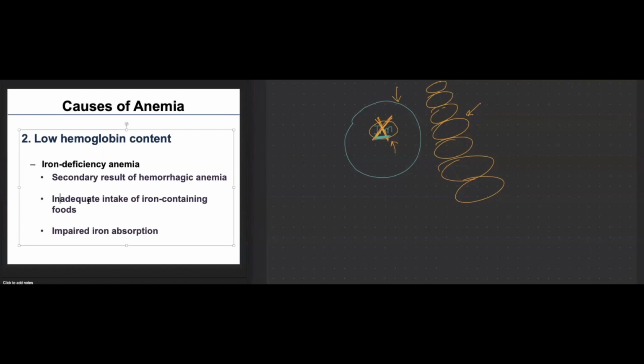Inadequate intake of iron-containing food and impaired iron absorption. All those are going to be reasons for the development of iron deficiency anemia. And remember, who is more prone to develop iron deficiency anemia, males or females? Females, because of the menses, because of extra demand for iron during pregnancy.